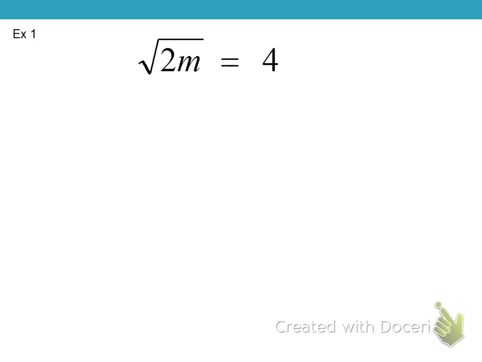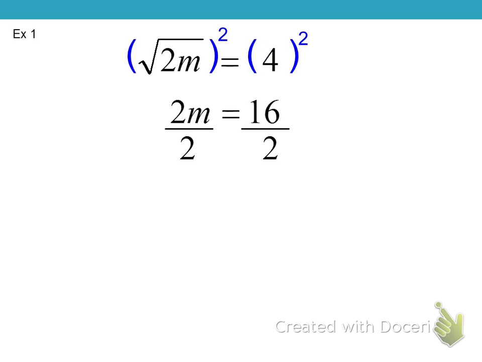Is the radical isolated? Yes, so you can just square both sides of the equation. Now, squaring a square root, those undo each other. They're inverse operations. So we're left with just the 2m on the left, and then on the right, 4 squared is 16. Then what? Divide both sides by 2. We get that m equals 8. Now, if you plug 8 into the radical right here, what's 2 times 8? And what's the square root of 16? It is 4, so this checks out.